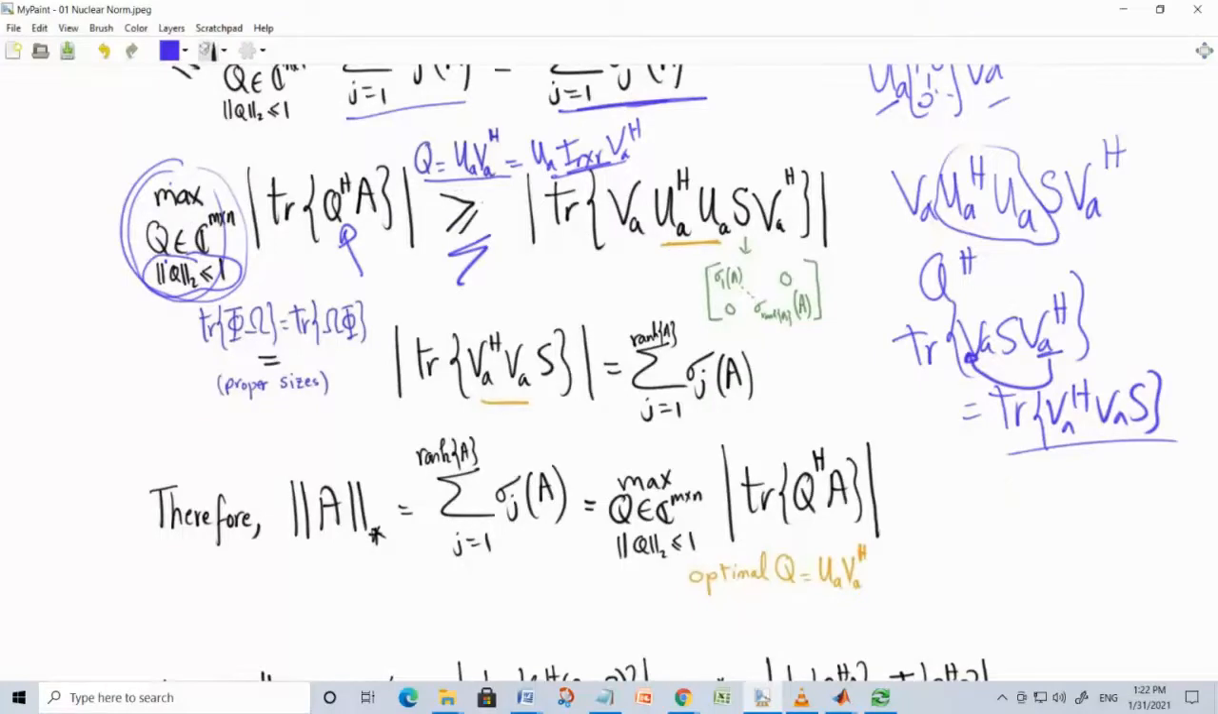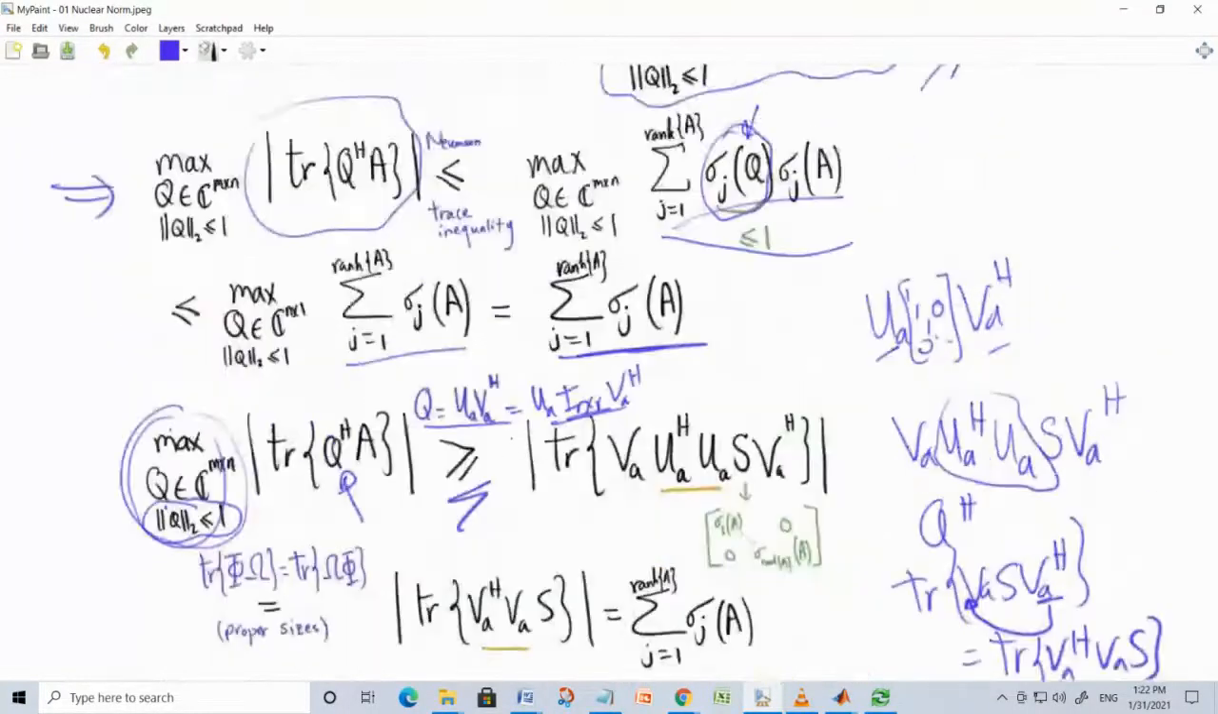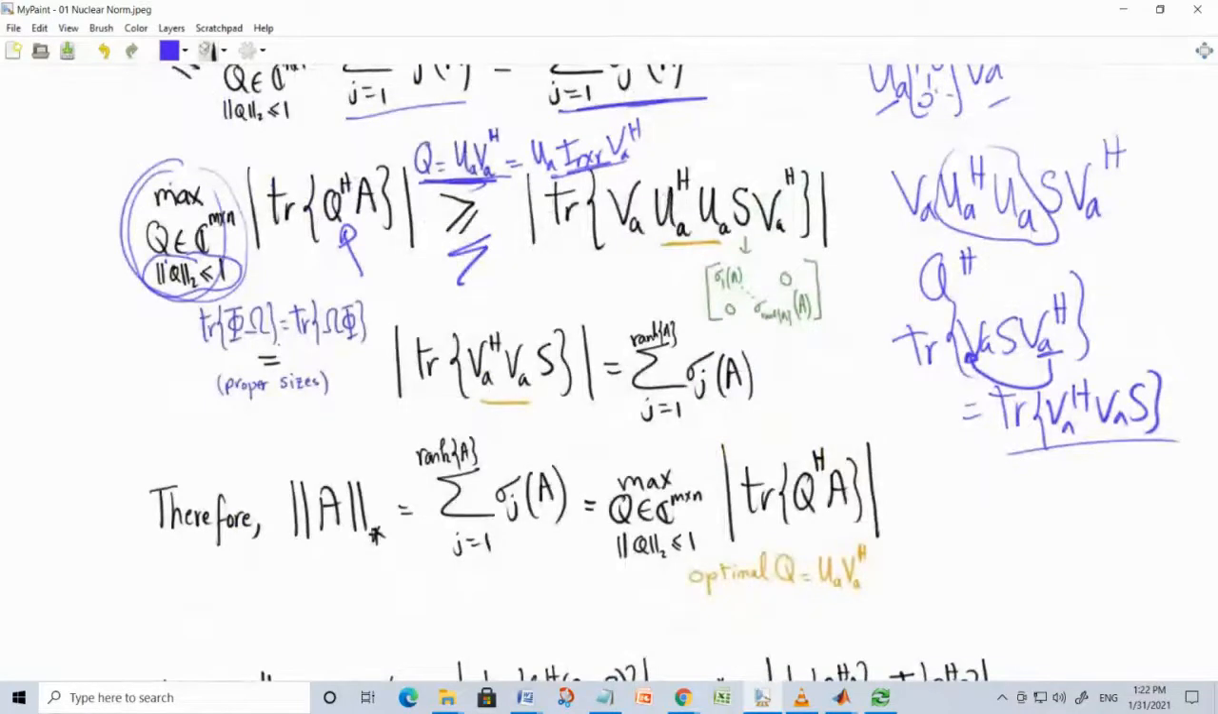At the same time, this maximum is greater than or equal to the sum of the singular values. So in fact, this maximum is equal to the sum of the singular values. And this means that all the inequalities that we see here and there are all satisfied with equality because the maximum is equal to the sum of the singular values. So in fact, the Q matrix that we used here is the optimal solution to this optimization problem. Okay, and so we get the maximum of the magnitude of the trace if you choose Q to have the reduced SVD of A, but with the singular values of A replaced by ones.